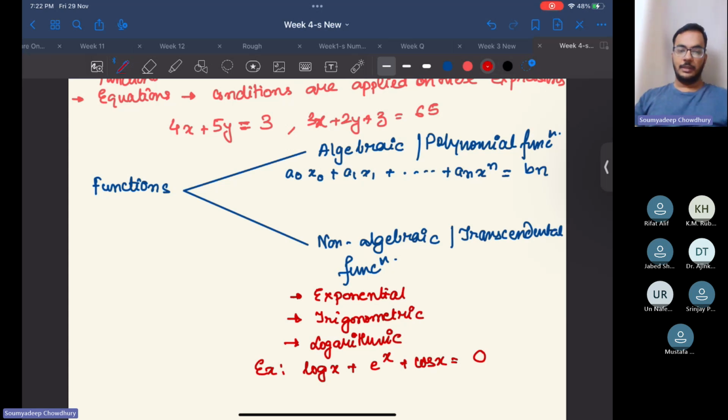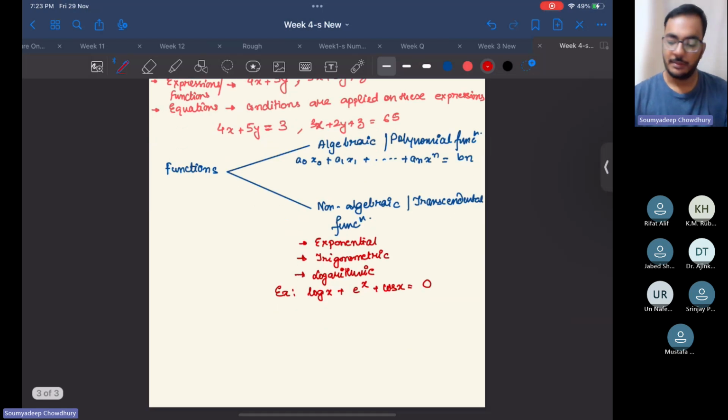Whereas in transcendental equations or functions, the non-algebraic functions, which consist of a combination of different types of expressions like exponential, trigonometric, logarithmic, we don't have any analytical solution. We don't have any analytical technique to solve those equations. We have to solve them by a numerical technique or a graphical approach. A graphical approach can also be difficult in these equations because it is not always easy to plot a graph for a random function. So this is the basic.